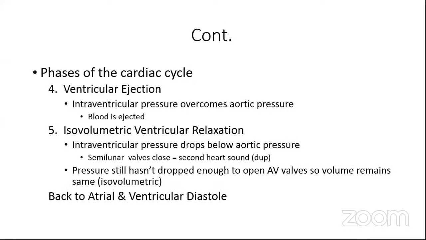The fourth phase is ventricular ejection. The intraventricular pressure will overcome aortic pressure and the blood is ejected. And for the last, which is the isovolumetric ventricular relaxation, the intraventricular pressure drops below aortic pressure, so the closure of the semilunar valves will produce the second heart sound.